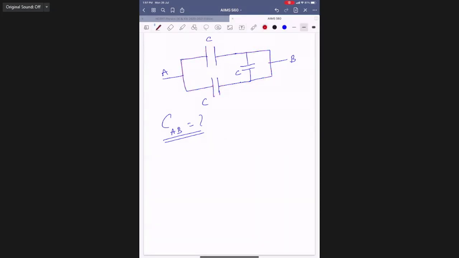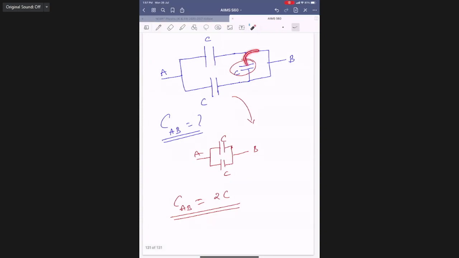Then we can draw the equivalent circuit: first one, second one. That will be equivalent to two capacitors in between A and B. So C across AB will be 2C only. Why are we ignoring this capacitor? If you observe, the upper end is connected to B, and the lower end is also connected to B only. So these two terminals are connected to the same point. Will it be working or not working? Not working.